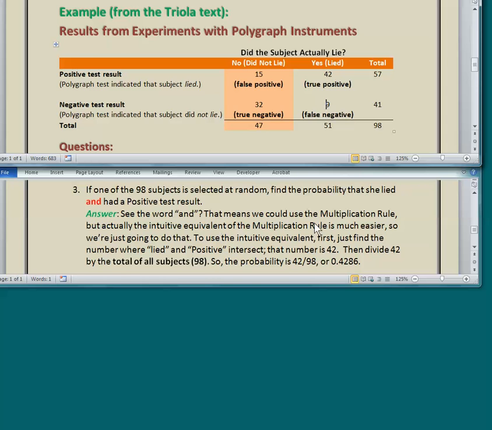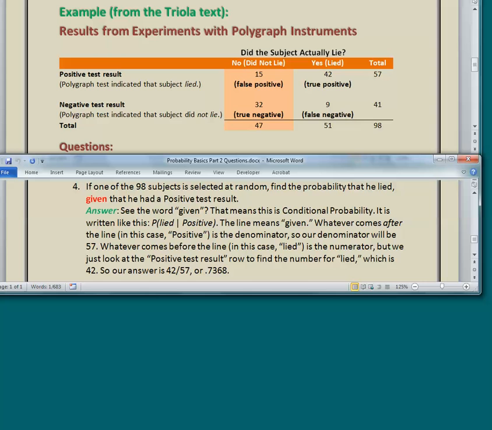It says here the intuitive equivalent of the multiplication rule is much easier, so we're just going to do that. To use the intuitive equivalent, first, just find the number where lied and positive intersect. So where is that? Here's lied. This is the lied column. Here's the positive row. They intersect right there on that number 42. So that's step 1. We find where the two things intersect, and then we simply divide 42 by the total of all subjects. So that's the 98 down here. 42 divided by 98 is 0.4286.